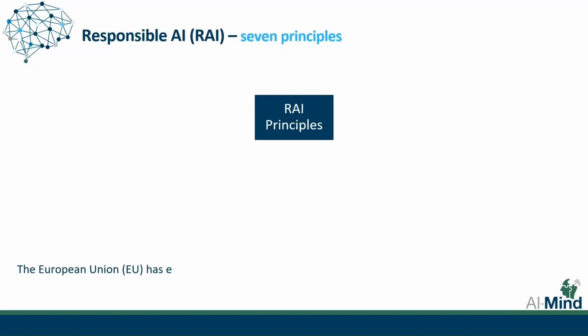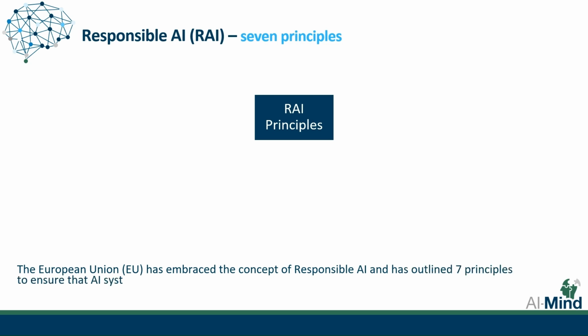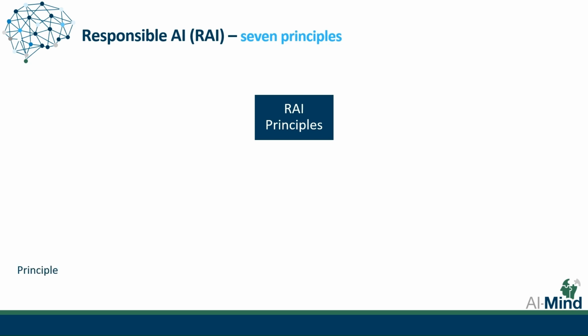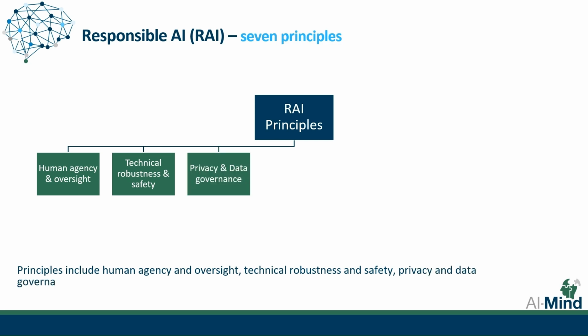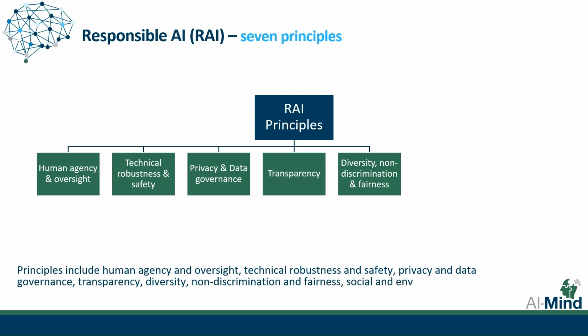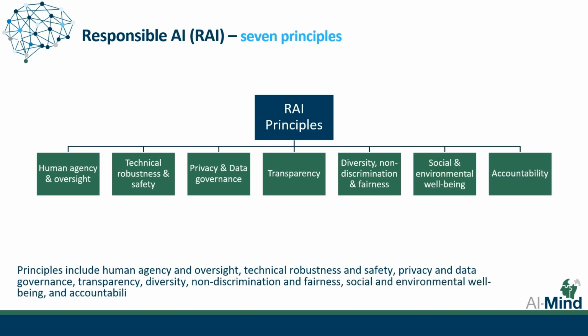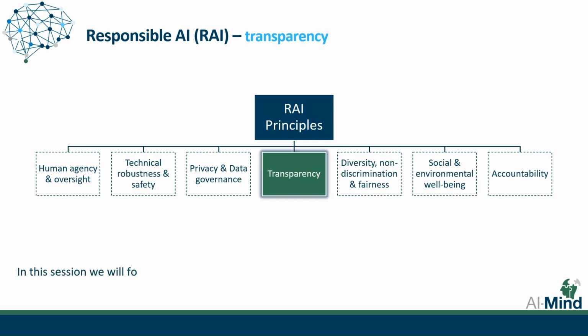Sure, why not? The European Union has embraced the concept of responsible AI and has outlined 7 principles to ensure that AI systems are developed and deployed in a manner that is beneficial to society. Principles include human agency and oversight, technical robustness and safety, privacy and data governance, transparency, diversity, non-discrimination and fairness, social and environmental well-being, and accountability. In this session, we'll focus on transparency.